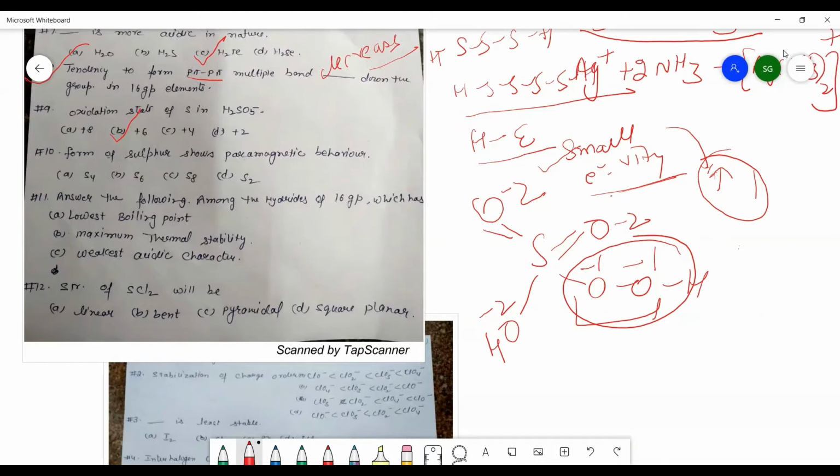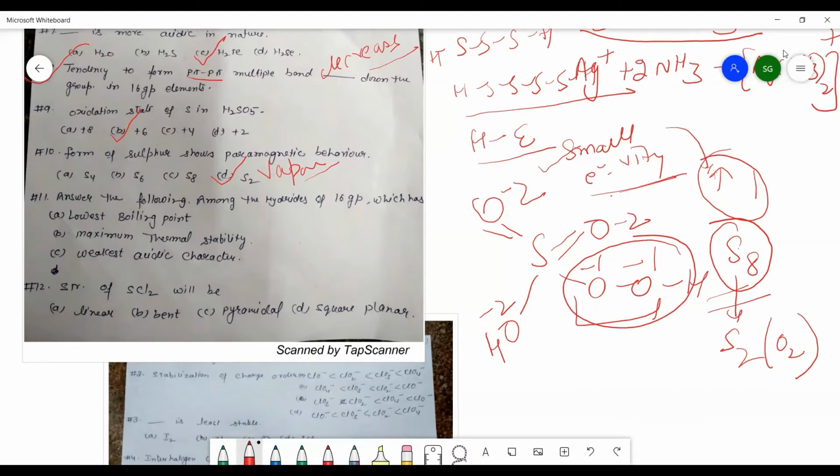Now in question number 10, which form of sulfur shows paramagnetic behavior? Sulfur in the elemental state is present as the S8 molecule, which is diamagnetic in nature. But whenever it is heated, it is converted into S2. Like O2, it has 2 unpaired electrons in the vapor state, and because of that, S2 in the vapor state will have paramagnetic behavior.